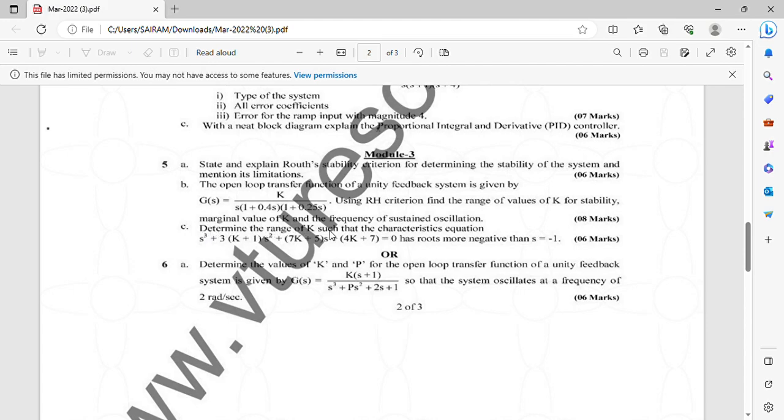Determine the range of k such that the characteristic equation, that is s cubed plus 3(k+1)s squared plus (7k+5)s plus (4k+7) equal to 0, has roots more negative than s equal to -1. This question has been asked for 6 marks, and it is also based upon the Routh-Hurwitz criterion. We are going to do this seventh question now.